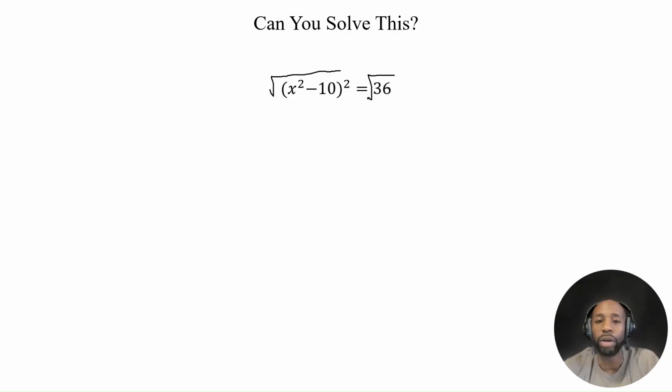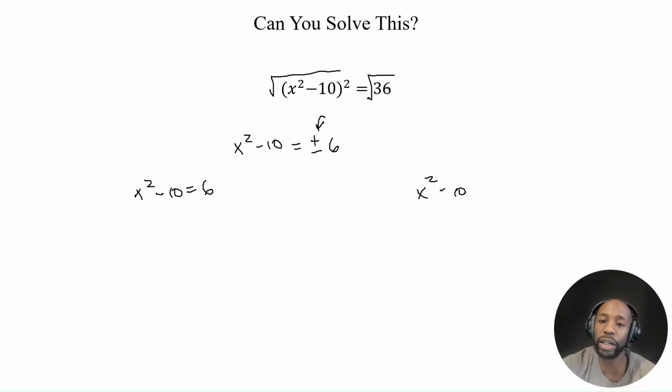Now, the square root of the first side is just going to be x² − 10. That's going to be equal to the square root of 36, which is plus or minus 6. I forgot the plus or minus in this spot. So now we have two different problems we need to solve: x² − 10 = 6, and x² − 10 = −6.